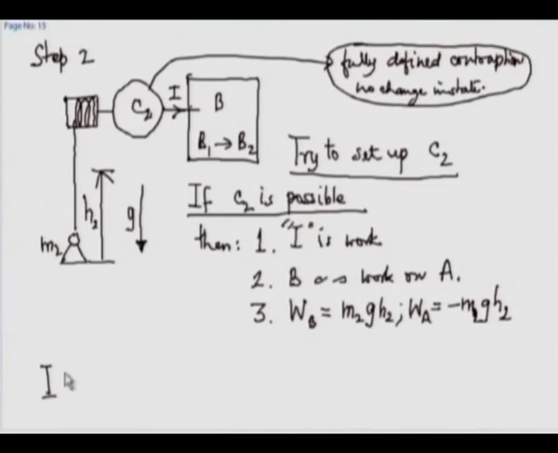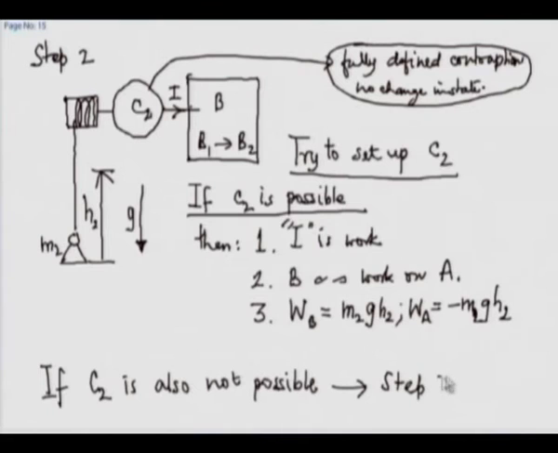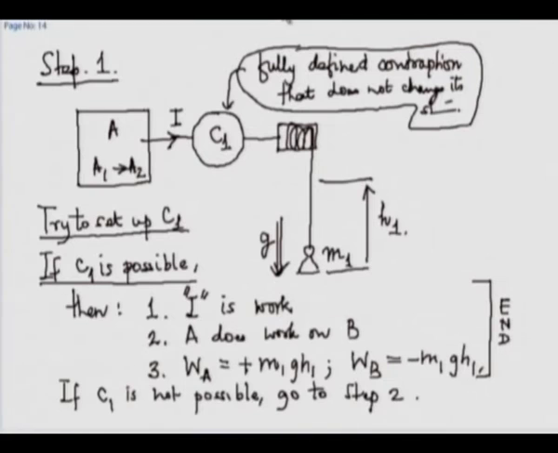But the definition is not that way complete. If C2 is also not possible, then we go to step 3. So we have made 2 attempts, one to set up C1 from the point of view of system A. When we try to set up C1, A still believes that it is interacting with B because it is executing the same process, having the same interaction. But quietly we have tried to replace B by this contraption C1, which hopefully can raise a weight.